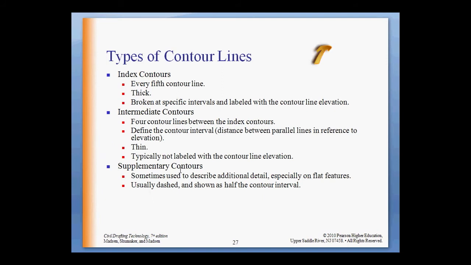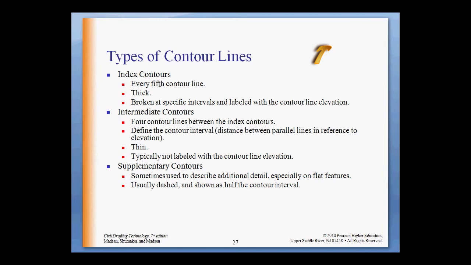So, types of contour lines. Okay, we want the index contour lines. I think, remember, we talked about index contour lines, and typically the number of the elevation is indicated on the index contour lines. In the exercise that we did, the author asked you to put the number on every single contour line, but typically it's only on the major contour lines.